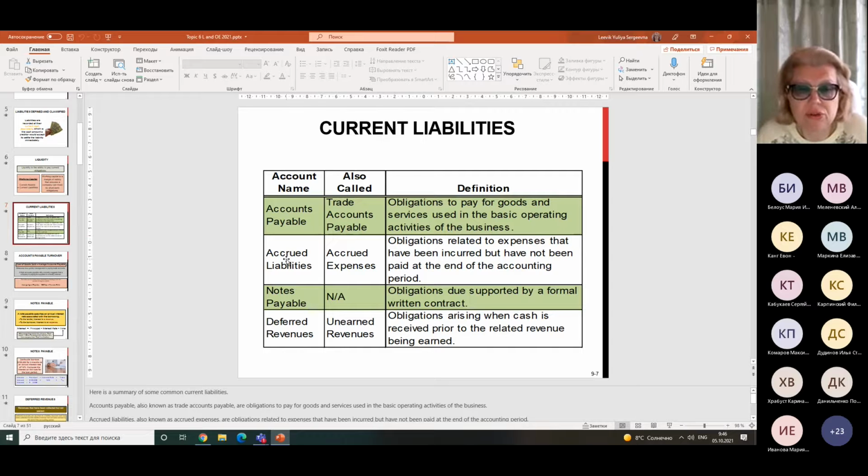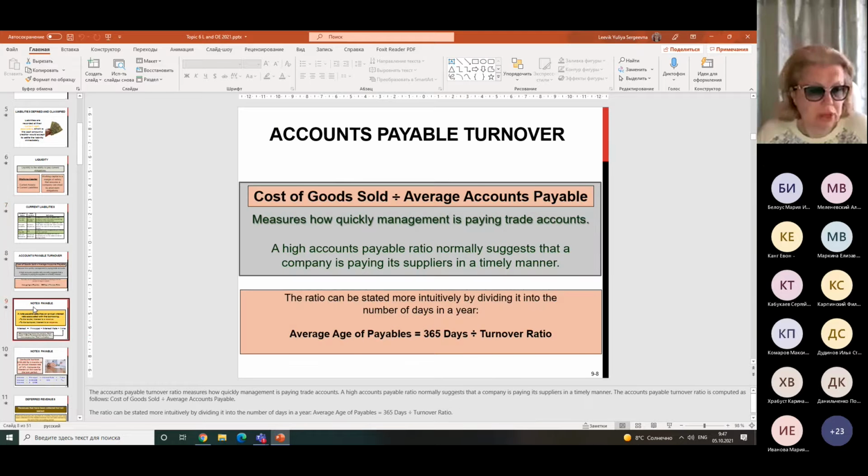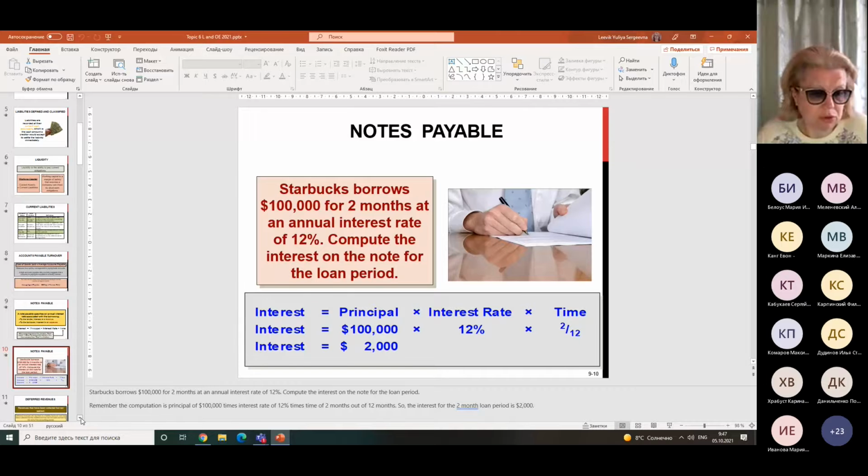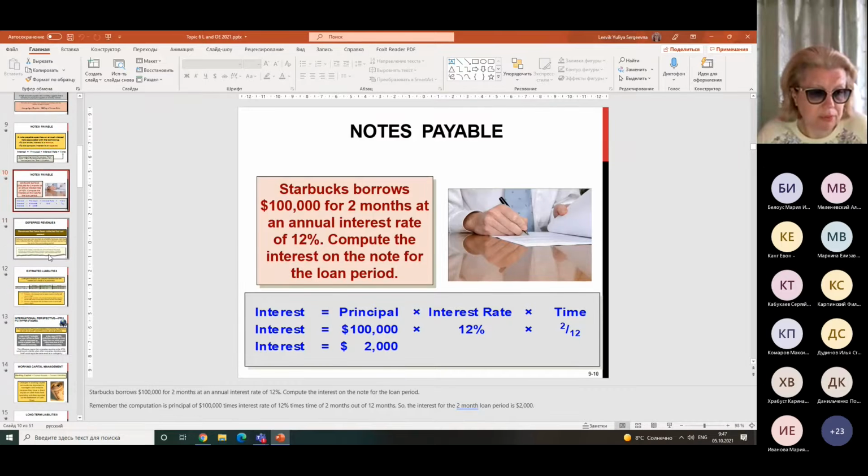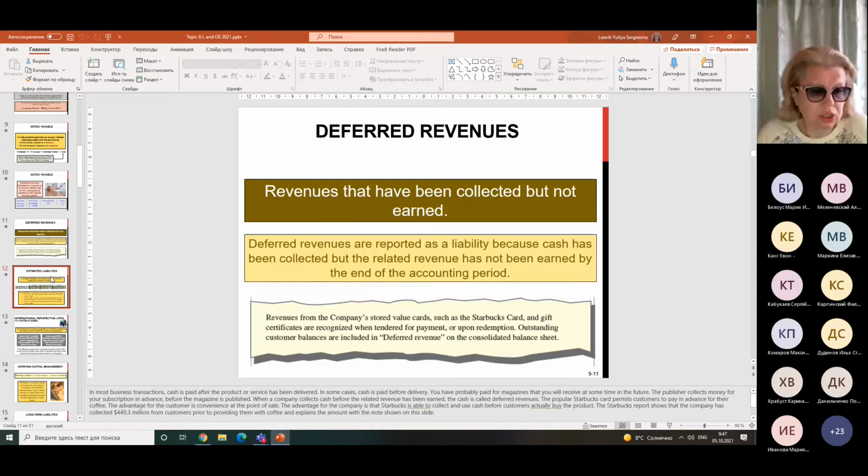The same situation with accrued liabilities. We also can call accrued liabilities accrued expenses. And what is important, this is an obligation related to expenses that have been incurred but have not been paid at the end of the accounting period. So this is the difference between accounts payable and accrued expenses. Notes we already discussed, and deferred or unearned revenue we also already discussed.